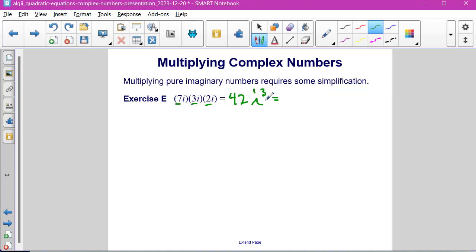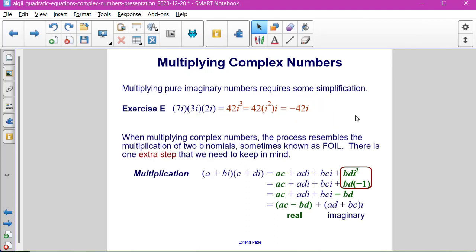And then if we simplify i to the third, it ends up becoming i squared times i, and we still have the 42 out in front, and i squared is -1. So we'll have -1 times 42, which is -42i, as our final answer. And here we see the solution to exercise E, -42i, and it does match the solution that we found.